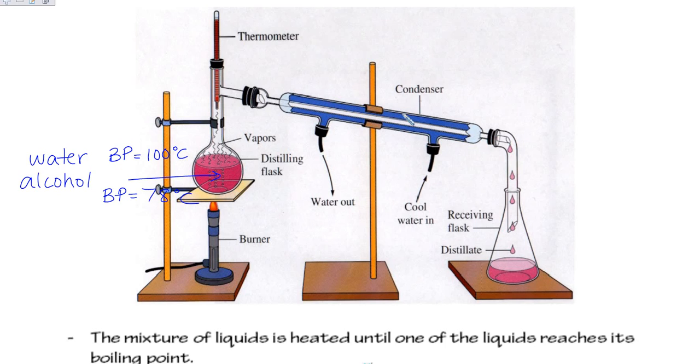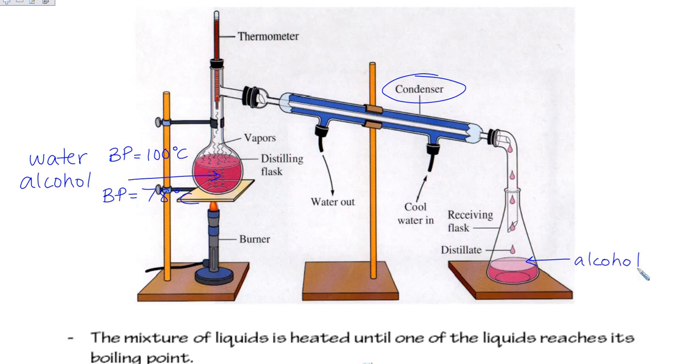All we're doing in this condenser is just that. We're cooling the vapors to condense them back down to the liquid phase. So that in this final receiving flask, I have what's called the distillate. It's the first liquid that comes off the distillation. In this case, it should be the alcohol.